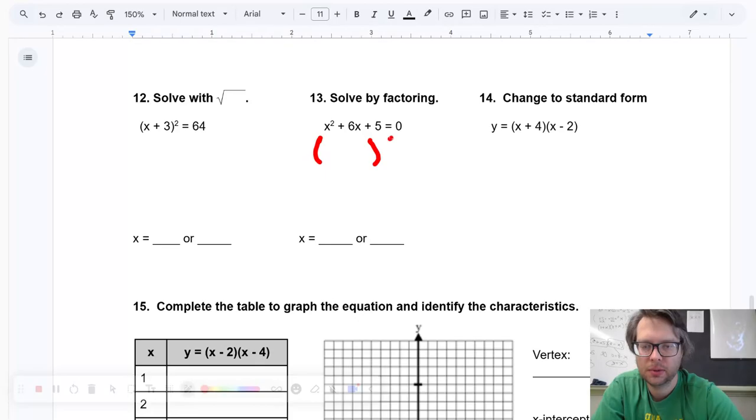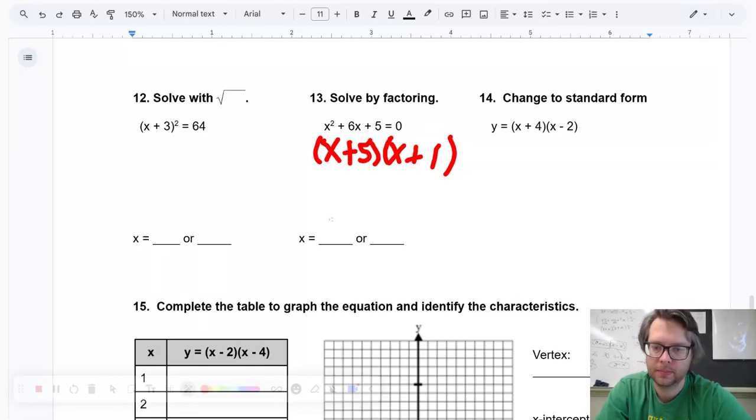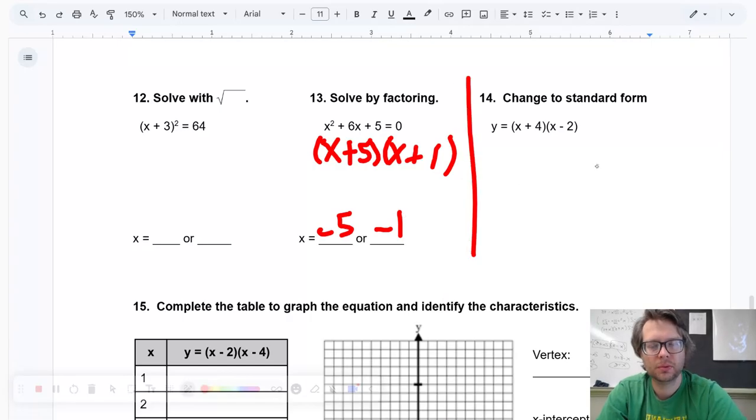So I want to think of two numbers that multiply to make 5 and add to make 6. That's just 5 and 1. Notice that I didn't write those as the solutions. Those are just the factors. The solutions are the numbers that make those equal 0. So what number plus 5 is 0? Well, that's negative 5. What number plus 1 is 0? That's negative 1.